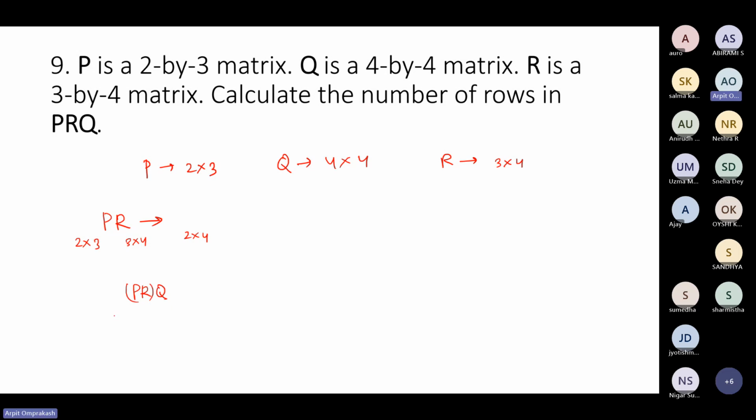So PR has dimensions 2 cross 4. Q has dimensions 4 cross 4. So the final thing will have dimensions 2 cross 4. Right? PRQ.